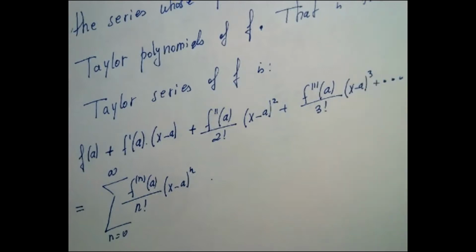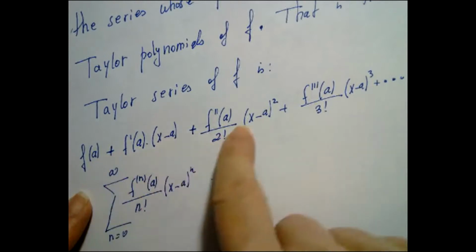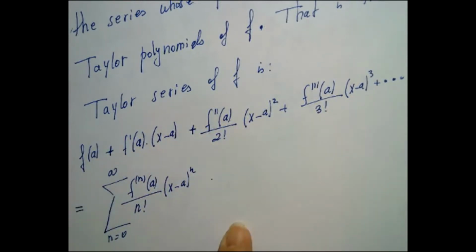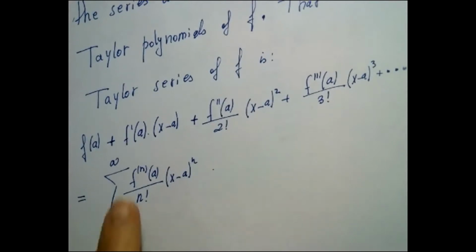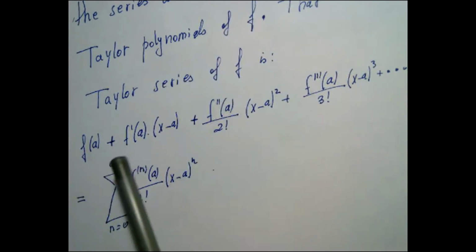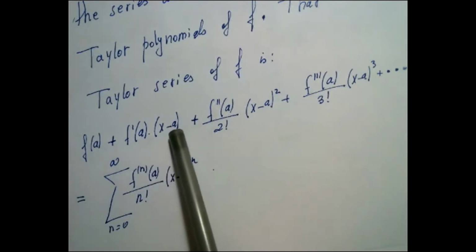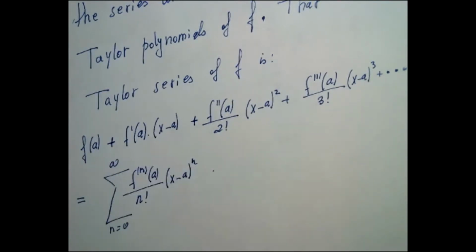In the series, we don't stop. So we keep taking more and more terms, because the idea is that the more terms we take, the better the approximation. So the Taylor series, in sigma notation, is the sum from n equals 0 to infinity of the nth derivative at a over n factorial times x minus a to the n. So the idea is that if I have a function and I want to approximate it by a series near a point A, I am going to use the Taylor series at A.